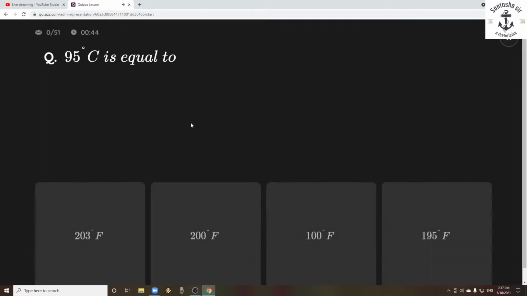Here comes on your screens. 95 degrees Celsius is equal to, you need to convert this into Fahrenheit now.